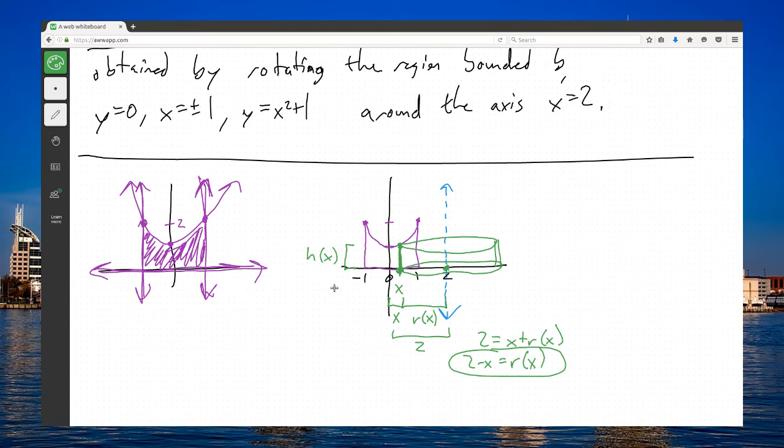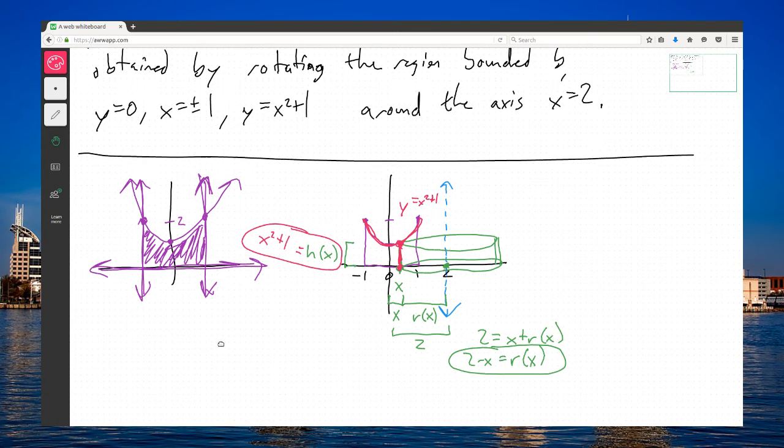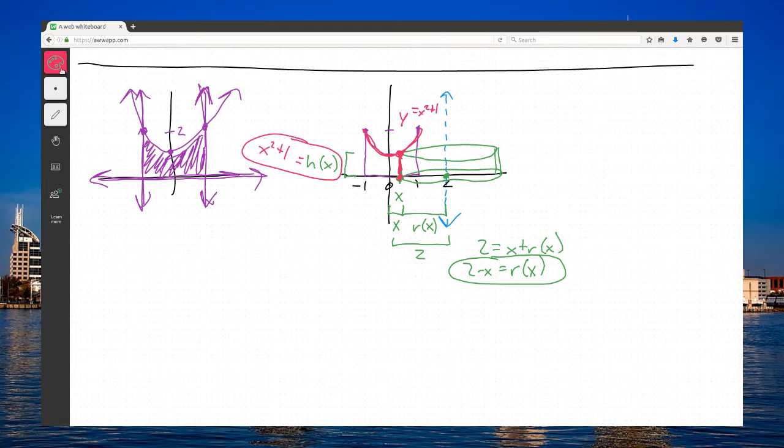What about the height? Well, the height's pretty simple because it just comes from this curve. I want to know the distance from the x-axis up to the curve, and the curve is given by y equals x squared plus 1, right? So that would be this height exactly. Height is equal to x squared plus 1. So I've got my height and my radius. We'll put it all together into the formula.